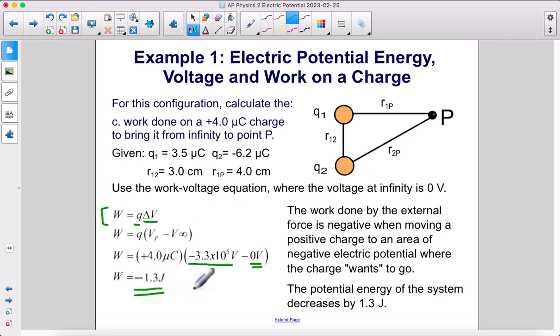The work done by the external force is negative because this positive charge actually wants to go there, right? A positive charge is going to roll downhill into this valley. Remember, this is negative voltage here. So the potential energy of the system decreases by 1.3 joules.